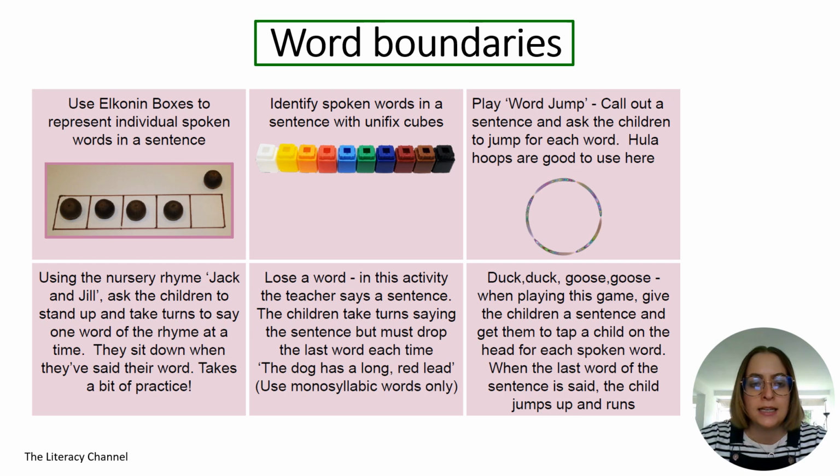The first one is around identifying words in a sentence with cubes. Again, this can be linked to colourful semantics if you're familiar. There's word jump, so the adult calls out the sentence and the child jumps for each word. There's nursery rhyme, so taking it in turns to say each word of the rhyme. Lose a word, this is when the adult says a sentence and the child drops a word each time. And then duck, duck, goose, so you can tap a child on the head for each spoken word in the sentence.